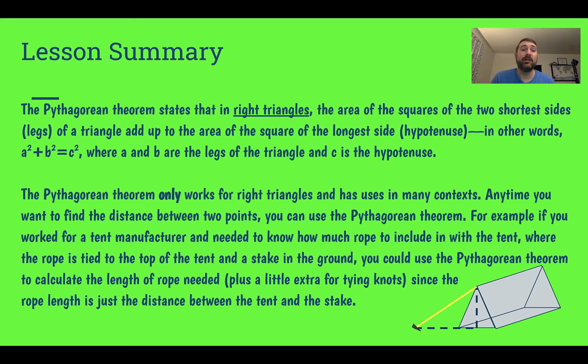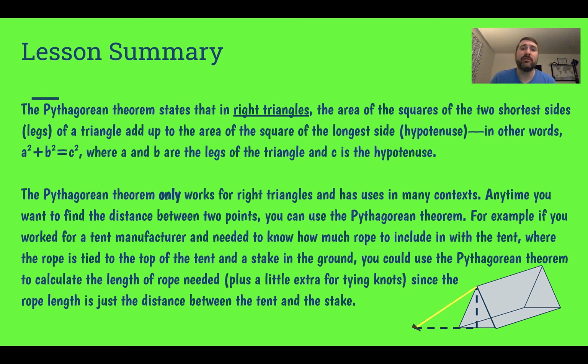In this lesson, we learned that the Pythagorean theorem states that in right triangles, the area of the square of the two shortest sides, which are the legs, add up to the area of the square on the longest side, or the hypotenuse. So in other words, a squared plus b squared equals c squared. And then a and b are your legs and c is your hypotenuse. The Pythagorean theorem only works for right triangles, and it has many uses and contexts.